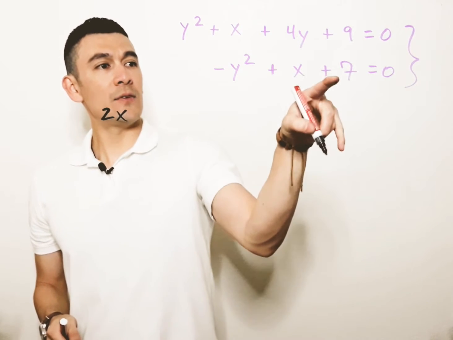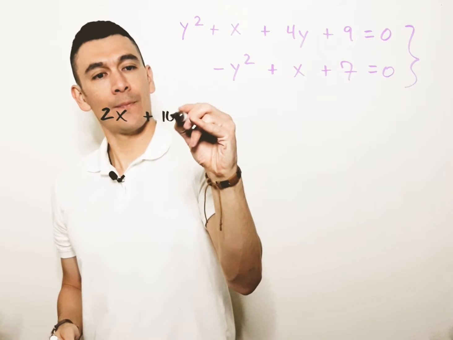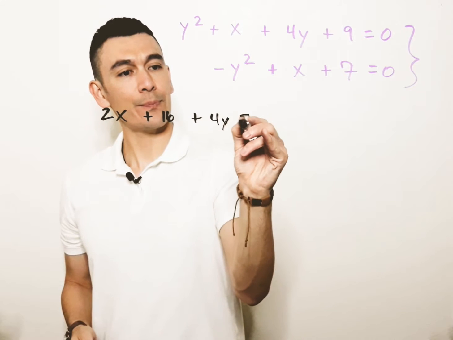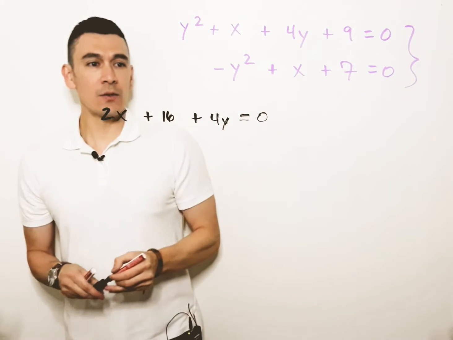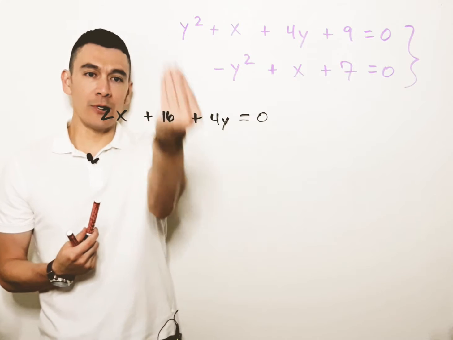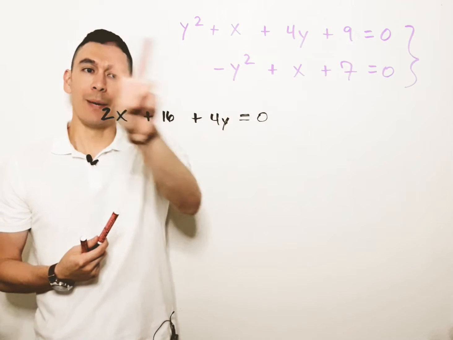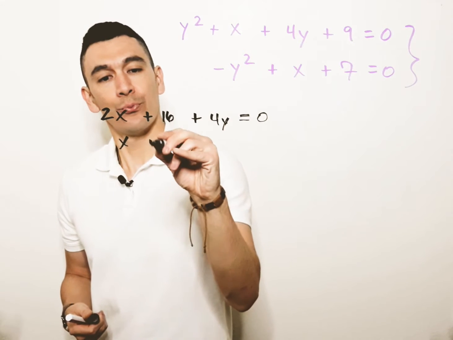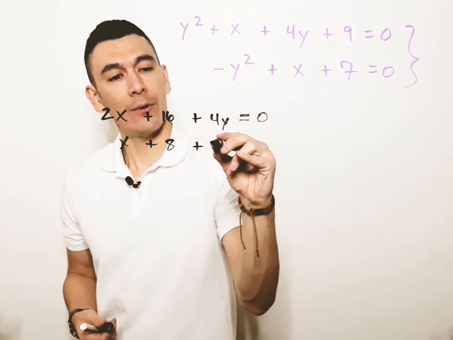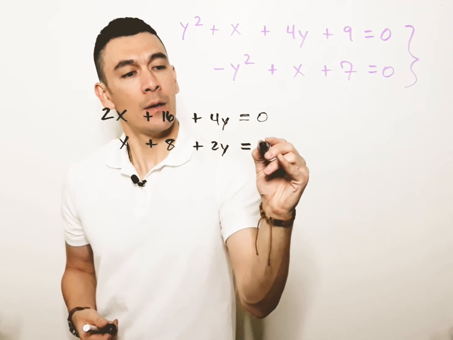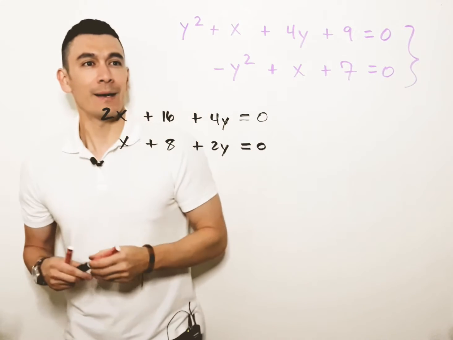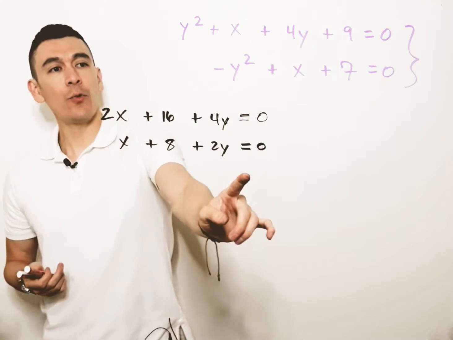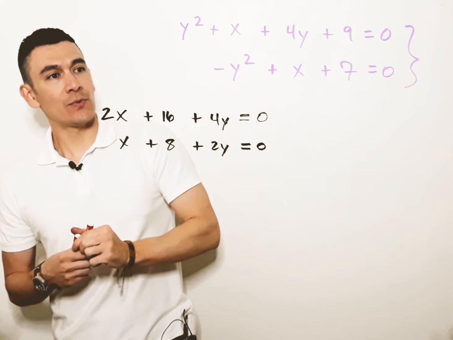The constants give you 16. And then the 4y goes along for the ride. Notice that this equation can be made simpler. I could reduce every term by 2. So shrink everything by 2. Even the 0 gets divided by 2, but it's still 0. Okay? Now perhaps we can interact this equation with one of the originals.